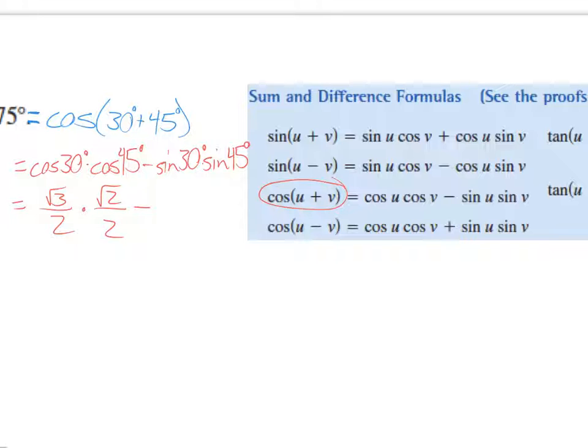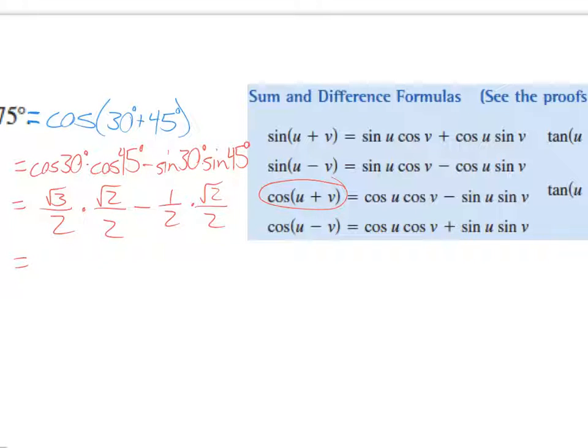What's sine of 30? No, it's 1/2. There you go. And sine of 45? Come on, guys. What's sine of 45? Everybody should know this one. Root 2 over 2.